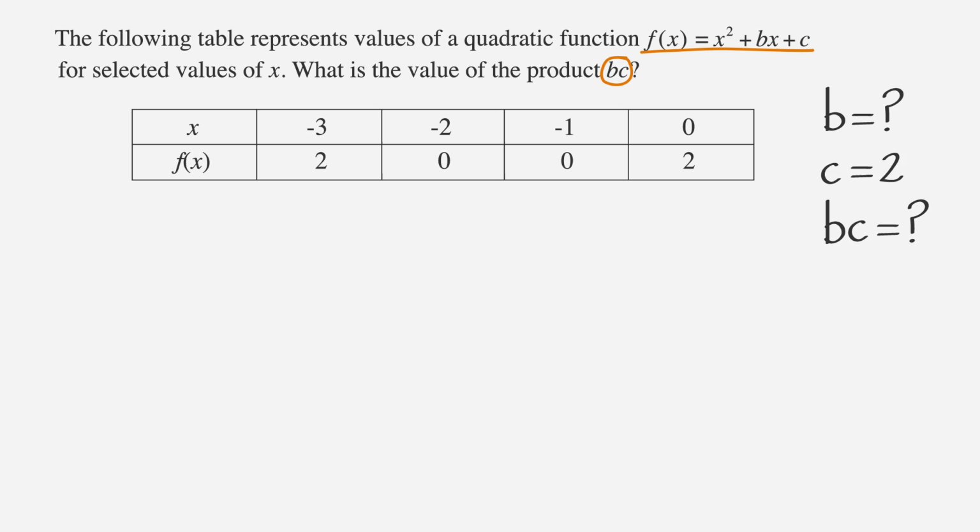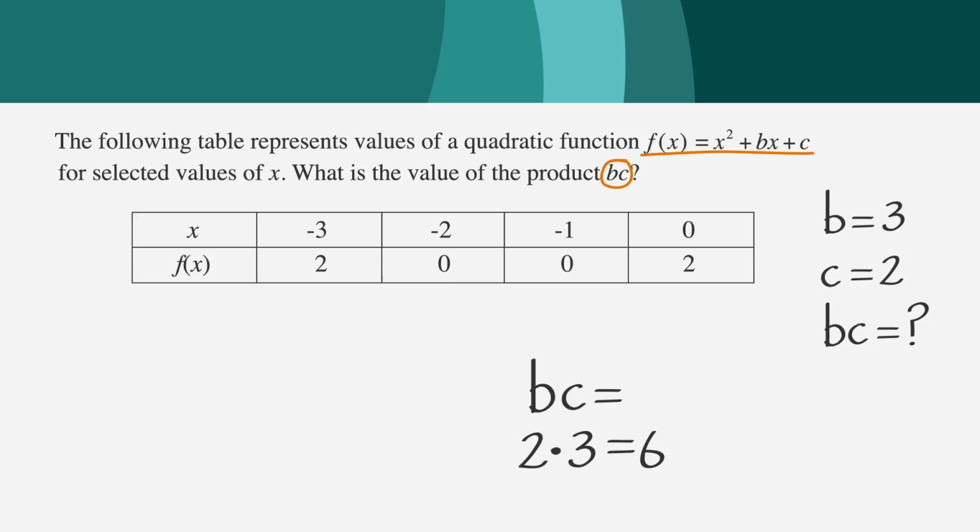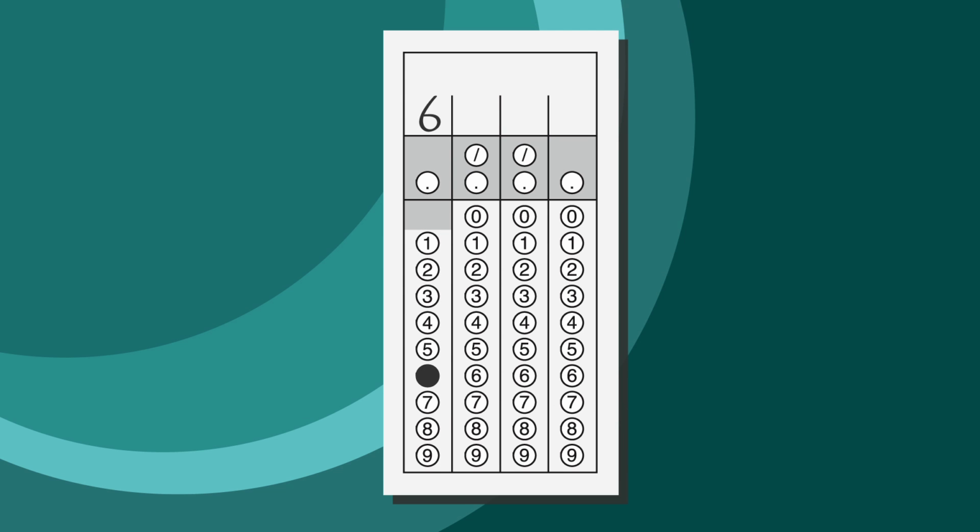Since we know that the value of c is 2, and the value of b is 3, b times c equals 2 times 3, which is 6. That's our answer. Fill in the grid.